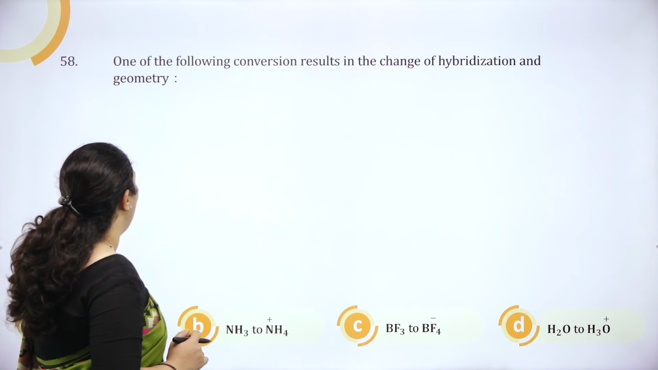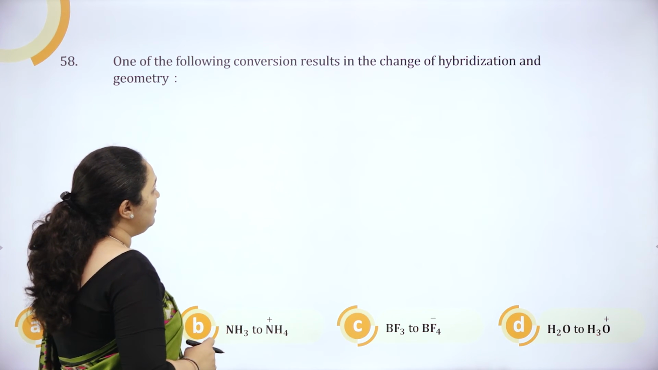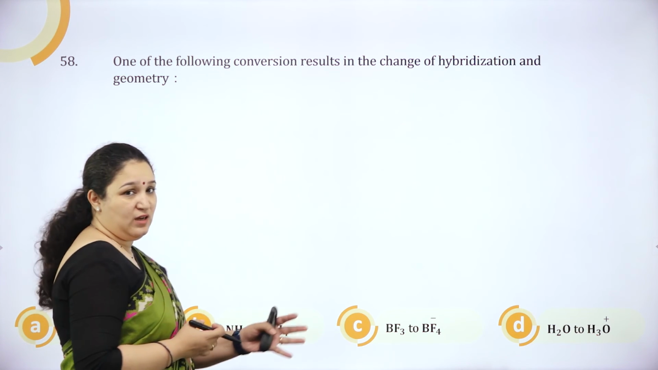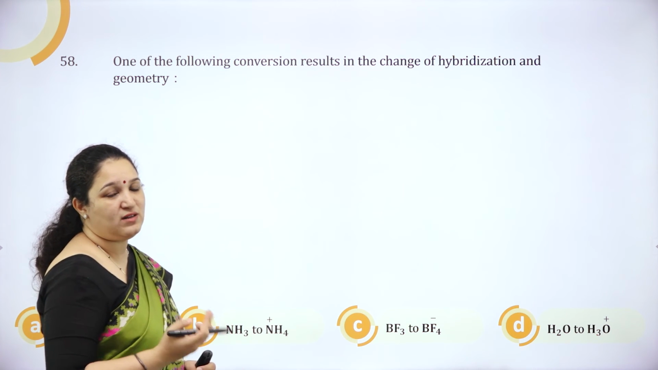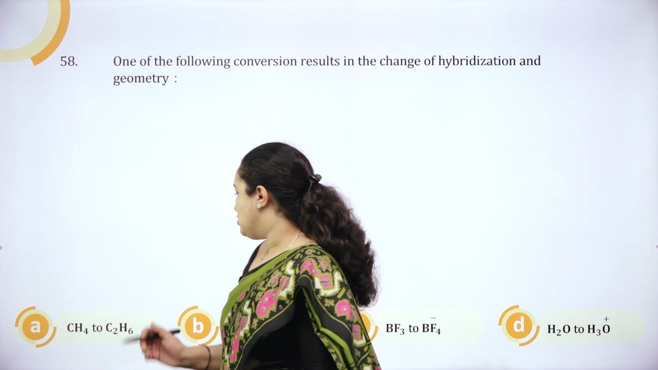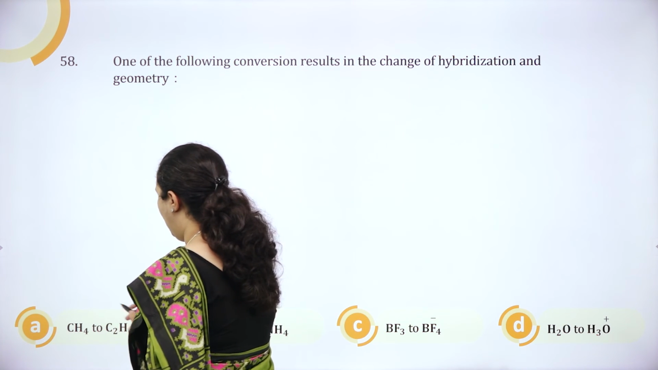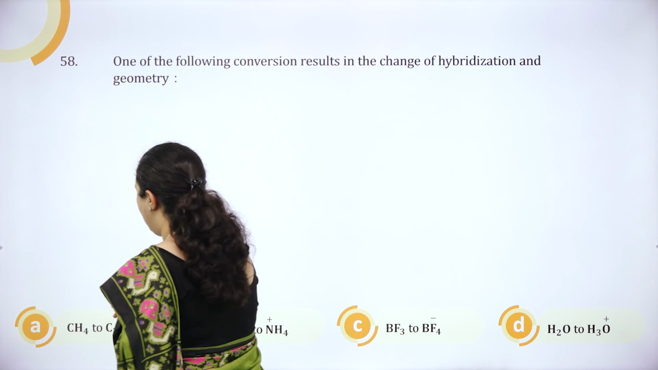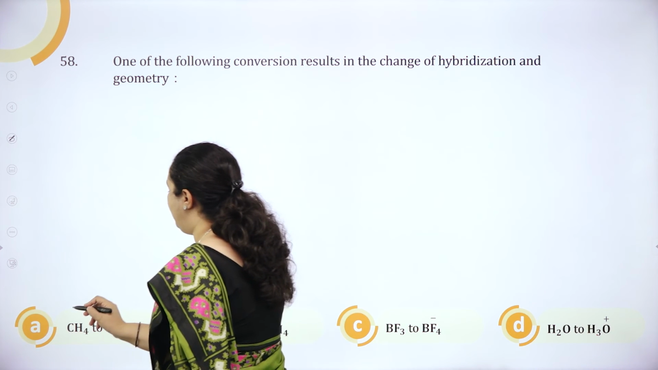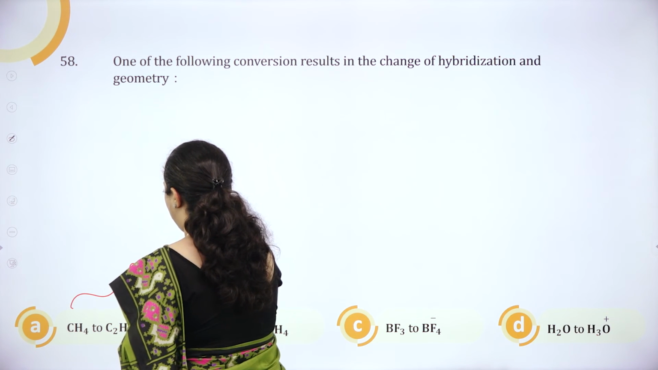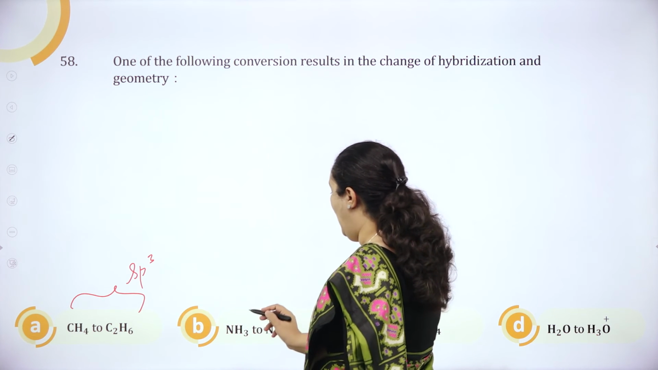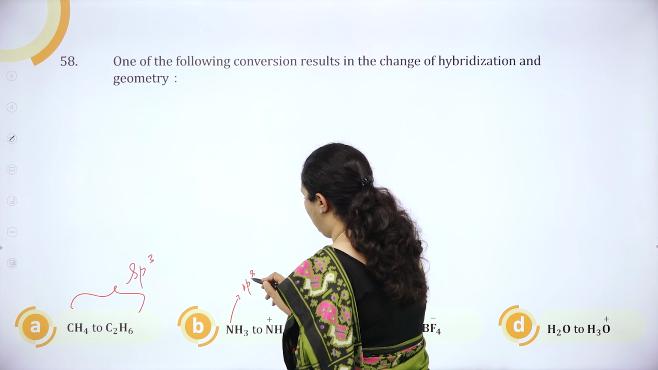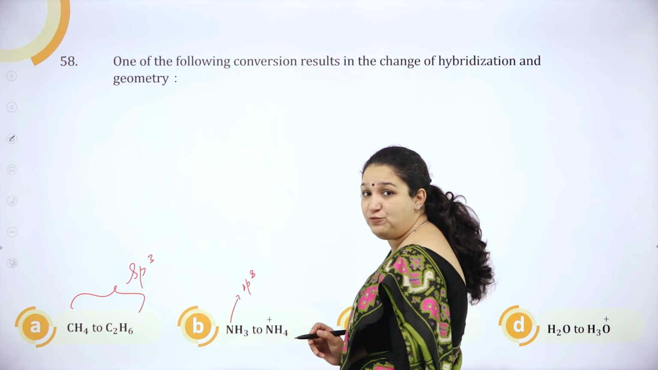58th question. One of the following conversions results in change of hybridization or geometry. They are asking, in one of the conversions there is change in hybridization and we are supposed to tick that correct answer. So option 1, if you see, methane and C2H6, that is ethane, both are alkanes and in both the hybridization is sp3. Correct? Ammonia NH3 has sp3 hybridization, which you have already studied, and NH4 plus, what is it?